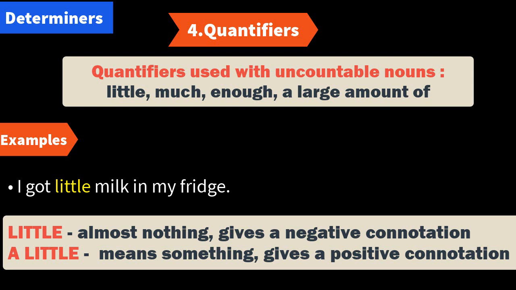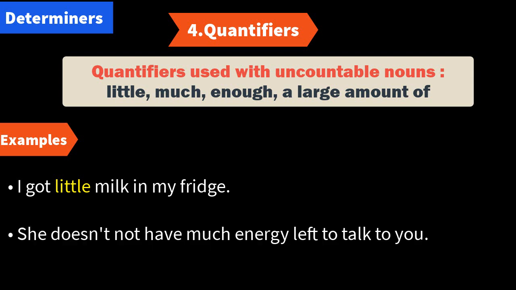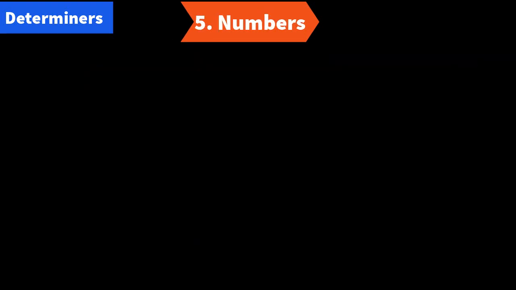But if you want to refer to a positive quantity, you will use a little. I got a little milk in my fridge. That means I got some milk in my fridge. It's not a lot, but it's something. All right. Next example. She does not have much energy left to talk to you. Much here is a quantifier, a determiner modifying the word energy, right? Much energy means some energy, but not a lot. The next determiner is a number. Guys, numbers can also be included in quantifiers, right?